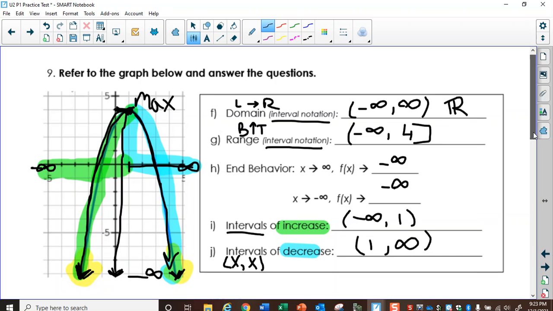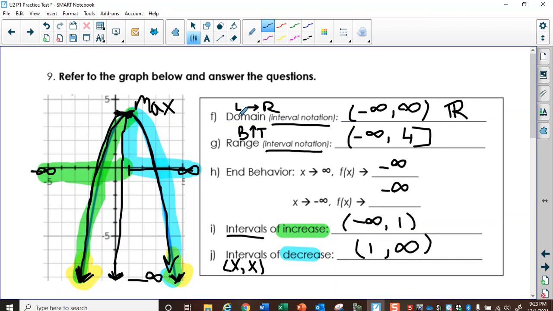All right, and then now number 9 is the same thing. You're going to be doing the domain. So it goes left forever, so that would be -infinity, and it goes to the right forever, so that would be +infinity, or all real numbers. All right, this up here is going to be a maximum, right, because it's at the very top, so that's a max.